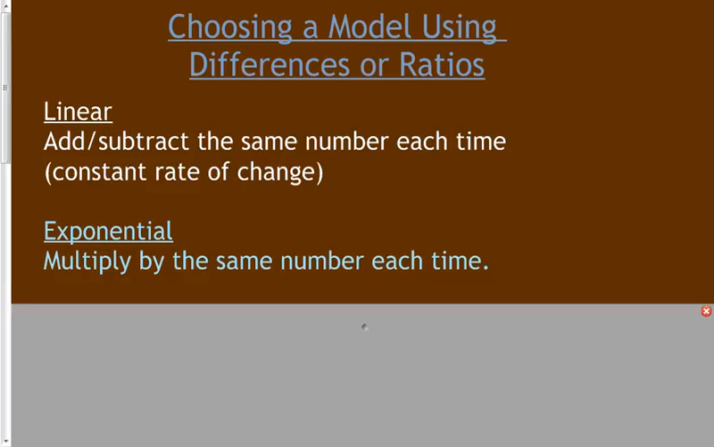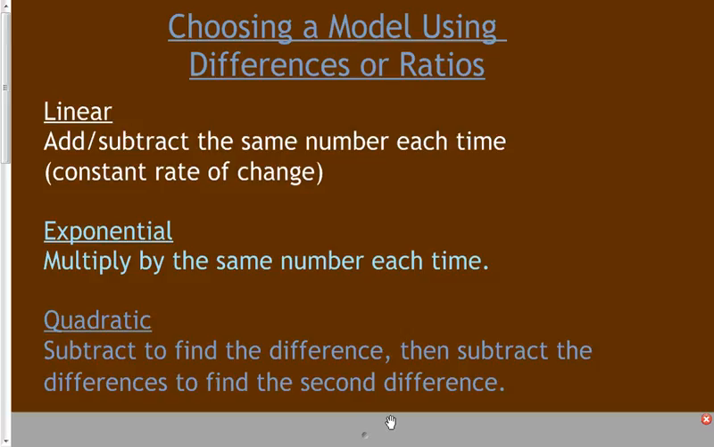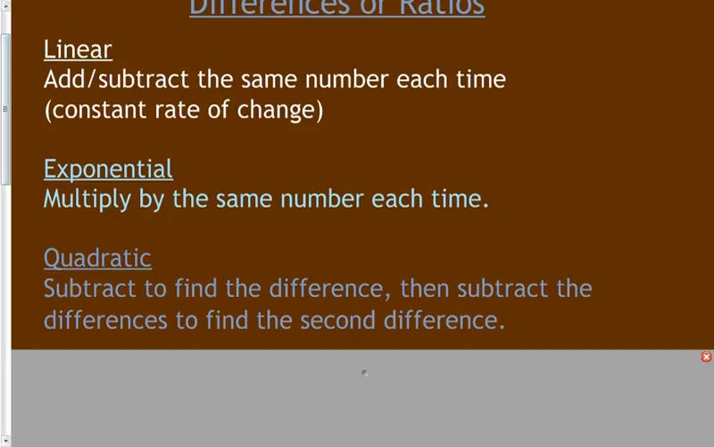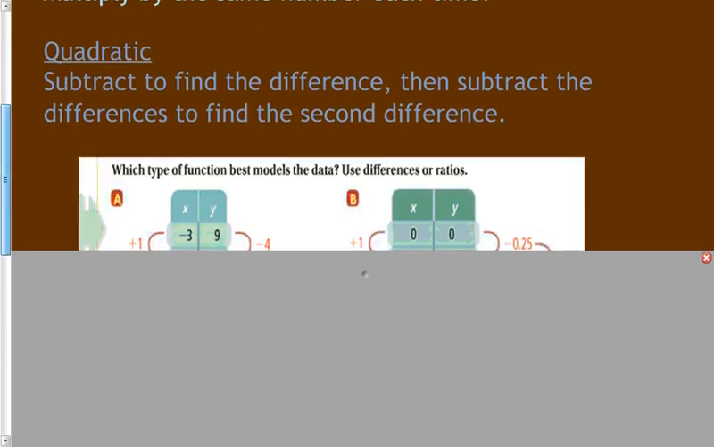For it to be exponential, it has to multiply by the same number each time. So as the x's go up by 1, the y's multiply by 6 every time. And interesting for quadratics, if you find the differences, as the x's go up by 1, the y's may go up by a different amount, but then find the differences of those differences. We'll go through an example of that. The second differences, if they're the same, then it would be quadratic. So hopefully we get to an example like that to show this.